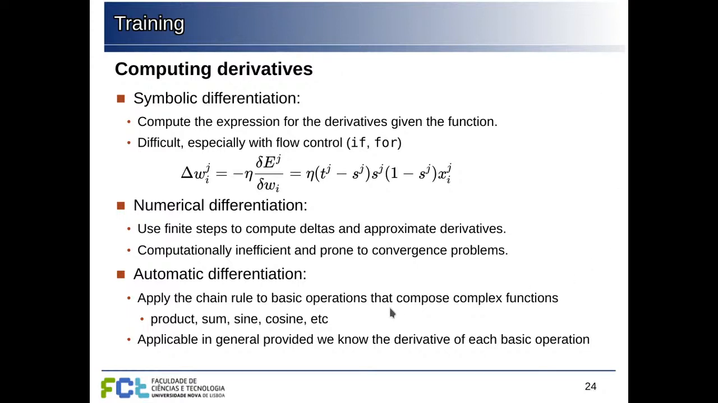We are basically applying these chain rules to all the elementary operations, using their derivatives along with the computation of the actual values of those operations. So this can be applied in general to any architecture that you have, any combination of activation functions and layers and so on, as long as we know the expression for the derivative of each basic operation. So we need to have basic operations that can be differentiated, and we know how to compute those derivatives.